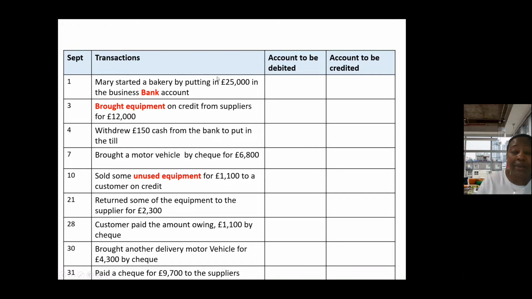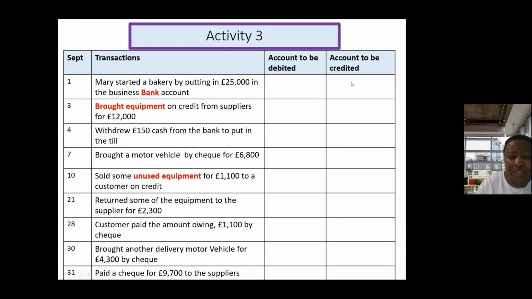So we have capital. Capital has increased. We said an increase in capital, sales, income, or revenue should be credited. So we'll put capital here. Then we read that Mary started this business with £25,000, and that amount was put into the business bank account. So the second account is the bank. Money in bank has also increased. Money in bank is an asset, so an increase in bank is going to be debited. So here we have bank debited, and capital credited.